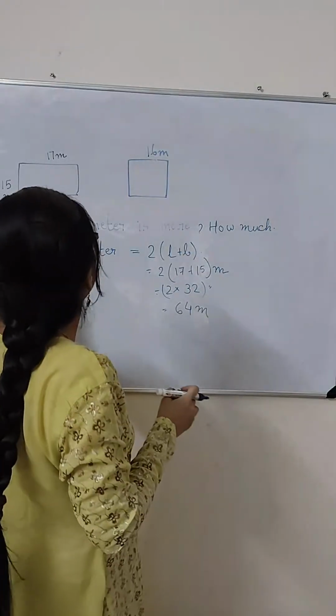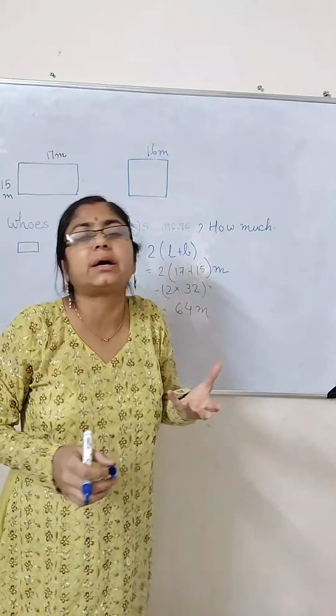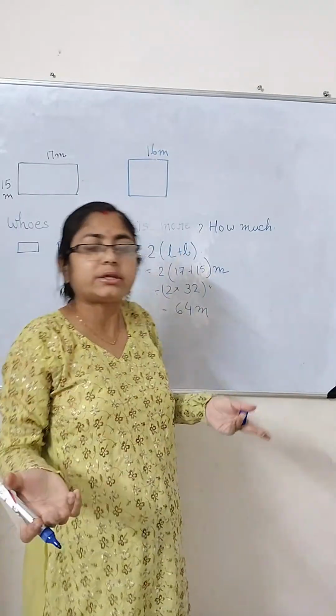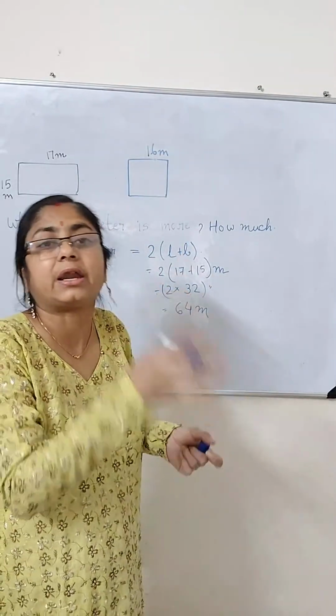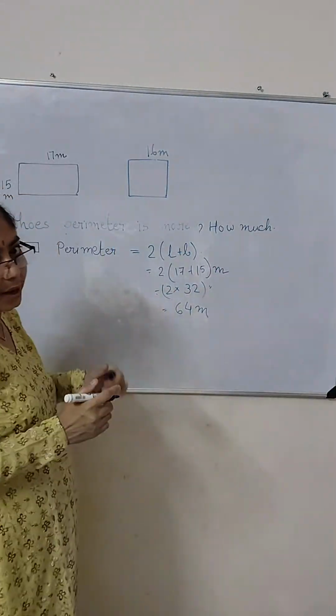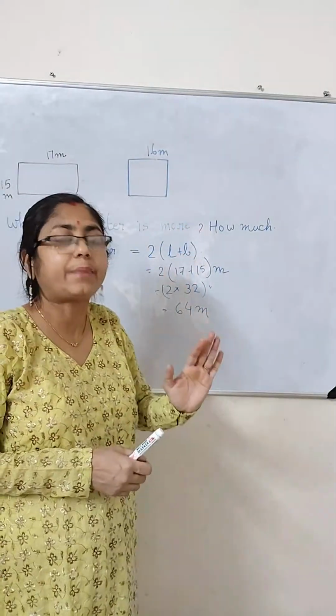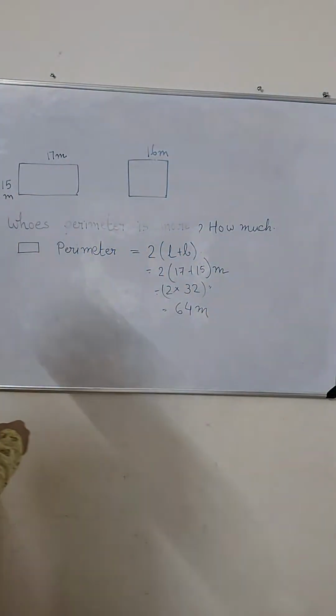What's the question? Whose perimeter is more? In the question, you have the answer, there is no chance to be confused. The question is asking for perimeter, so first find out your perimeter. First one perimeter I completed. Then I go to the next perimeter, meaning the square perimeter. So wait.